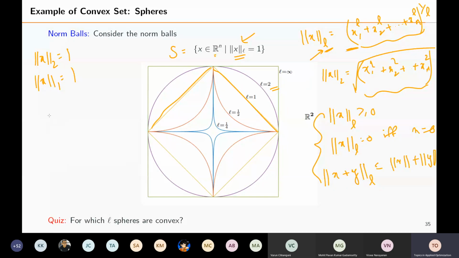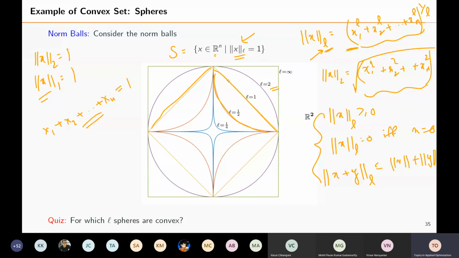What does the one norm mean? This is like the absolute value of x1 plus x2 plus dot dot dot plus xn, and that turns out to be 1. So this will look like a diamond shape, like this. And then you can take L equal to half, then this norm will look like this. So this way you can keep doing this, and there is a variety of these shapes.